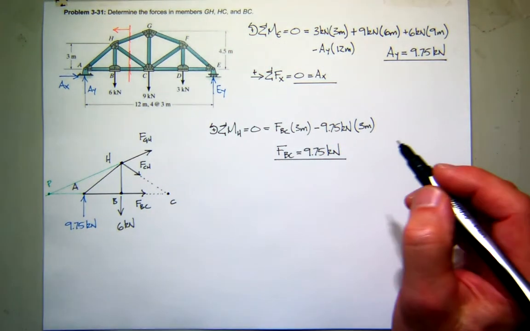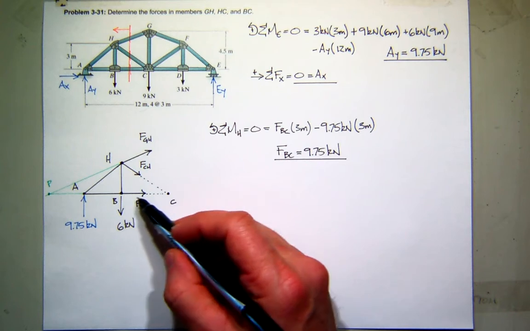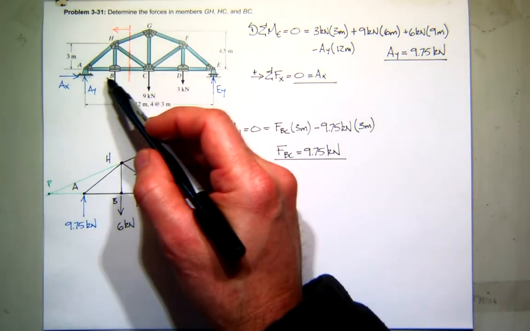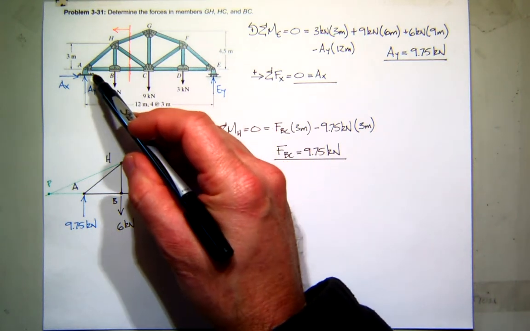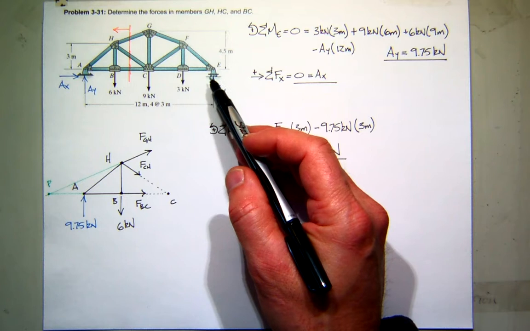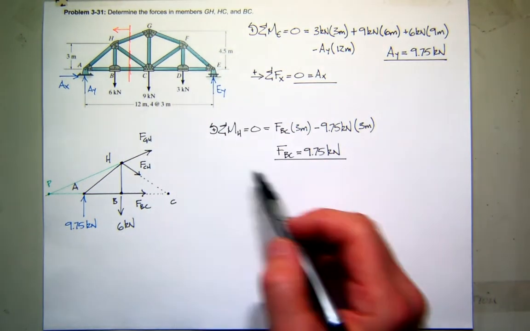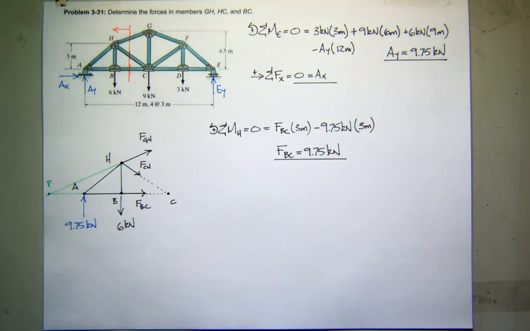And it came out positive, which means it's in tension. Does it make sense that BC would be in tension? If we look at the original structure, all the forces are gravity forces. So I would imagine the whole bottom chord would be in tension and the whole top chord would be in compression. And we just found a bottom chord element and it did come out in tension. So that seems good.